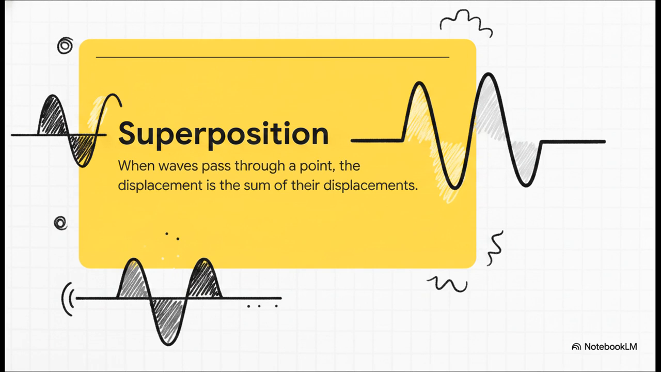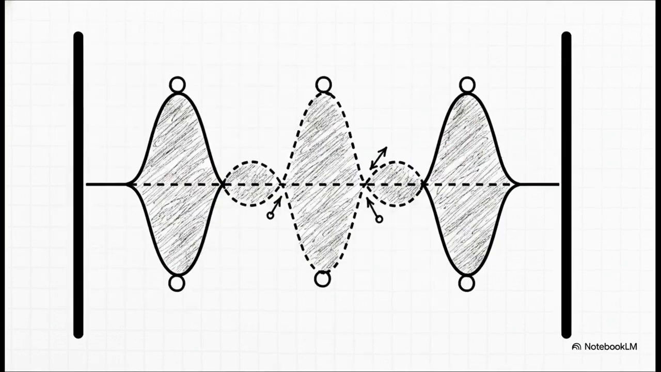It states that when two or more waves pass through a single point at the exact same time, their instantaneous displacement is just the sum of their individual displacements. Basically, they just add together. If two crests meet, they constructively build each other up into one massive wave. But if a crest meets a trough, they destructively cancel each other out, leaving you with flat water or just total silence. Let's apply that principle.